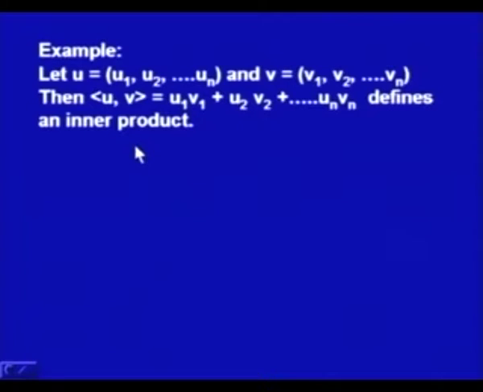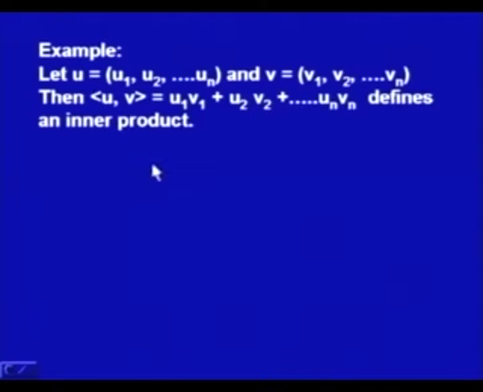Let us take an example. If we have a vector u in Rn as u1, u2, ..., un and v as v1, v2, ..., vn, then if we define u comma v as u1 v1 plus u2 v2 plus ... plus un vn, then it defines an inner product.